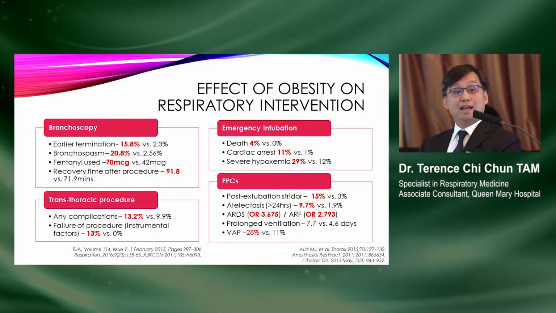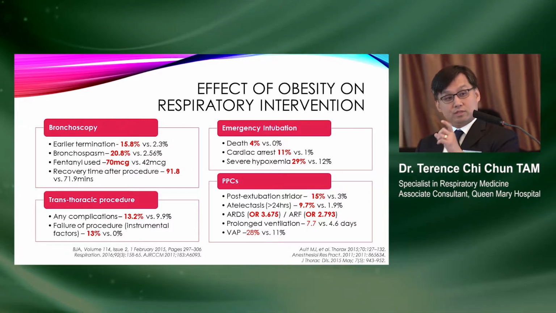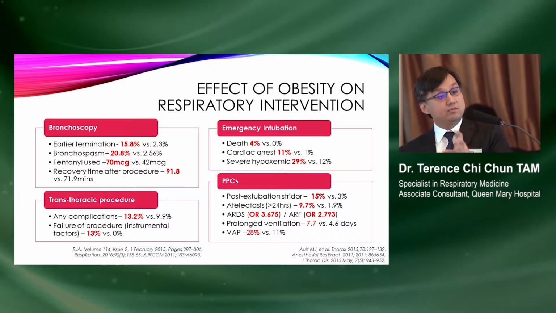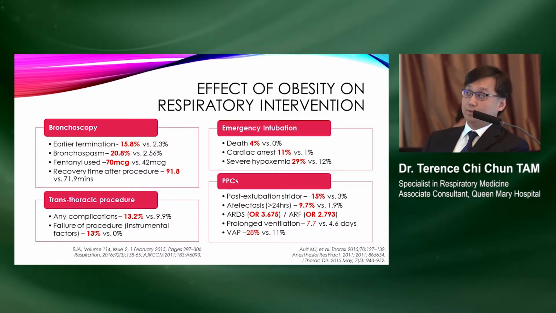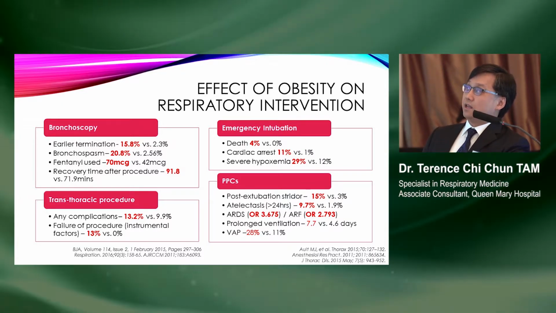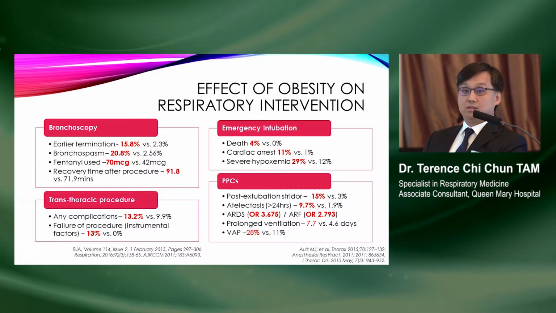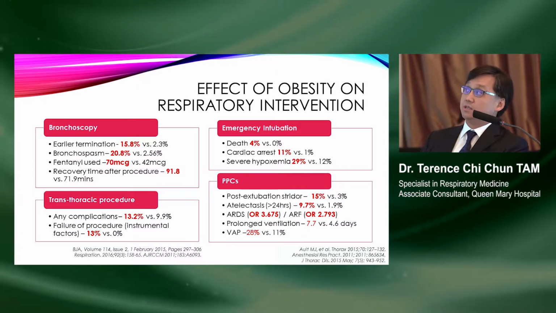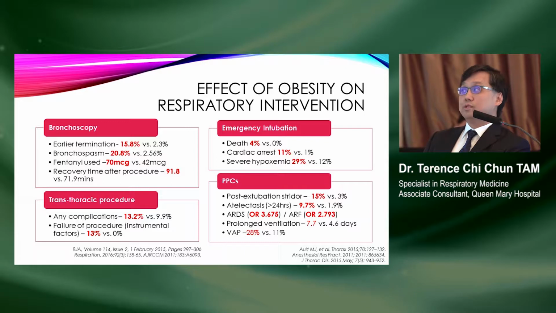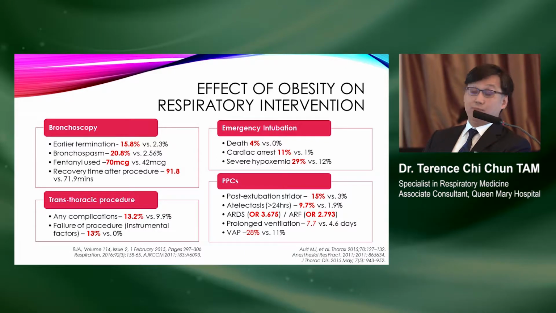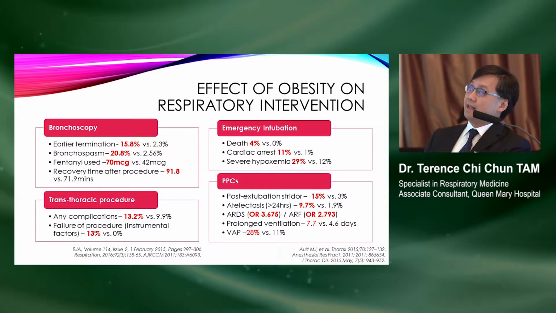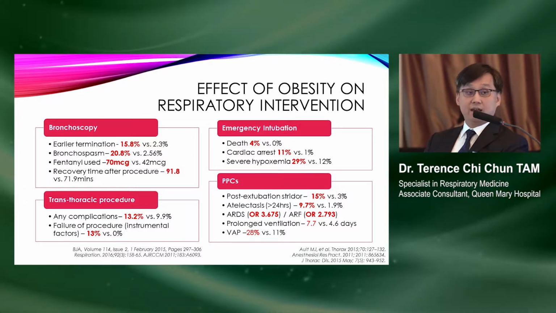It's 13% to none. And this is usually due to simply the design of the instrument. This instrument is simply not long enough to go through really morbidly obese patients. For a patient that comes in with a disease requiring emergency intubation, death is 4% versus 0, cardiac arrest is 11% versus 1 from the emergency intubation, and severe hypoxemia is also significantly higher.